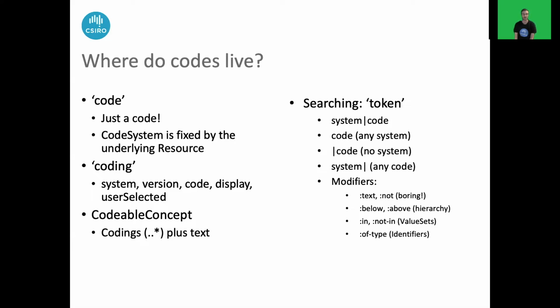When we're using this token search parameter type, there are also some modifiers that we can use. The text and "not" modifiers work the same way as they do with all of the other FHIR search parameters. :below and :above allow us to search the hierarchy of the code that we provide. So instead of saying code equals 1, 2, 3, 4, 5, we can say code :below equals 1, 2, 3, 4, 5, and that will match that 1, 2, 3, 4, 5 code as well as any of its descendants according to the code system's hierarchy. Using the :in and :not-in modifiers, we can pass in a value set URL and search for any coded element that is a member of the value set that we provide. And there's also a :of-type modifier, which is specifically for use with identifier search parameters.